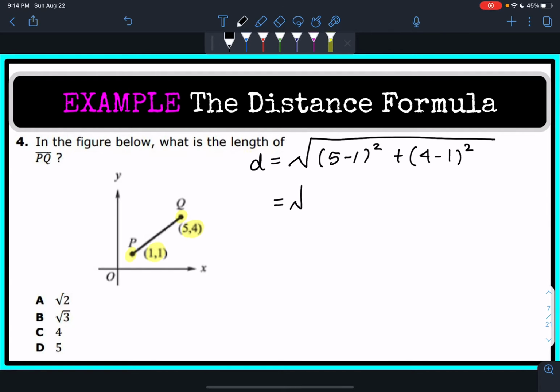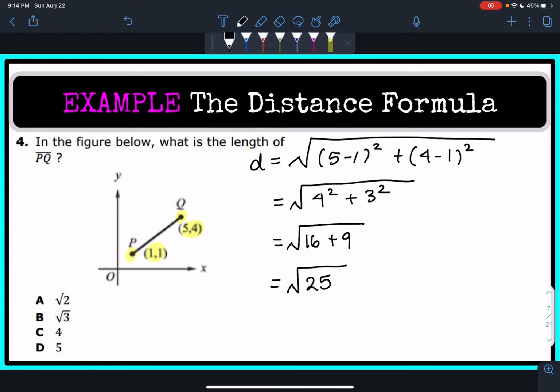So I'm going to do this again without the calculator and just do this again one step at a time. 5 minus 1, that's equal to 4. So 4 gets raised to the second power. 4 minus 1, that's equal to 3. And 3 gets raised to the second power. 4 to the second power is equal to 16. 3 to the second power is equal to 9. And 16 plus 9 is equal to 25. The square root of 25 is equal to 5, so we have a distance of 5. So letter D would be our answer.